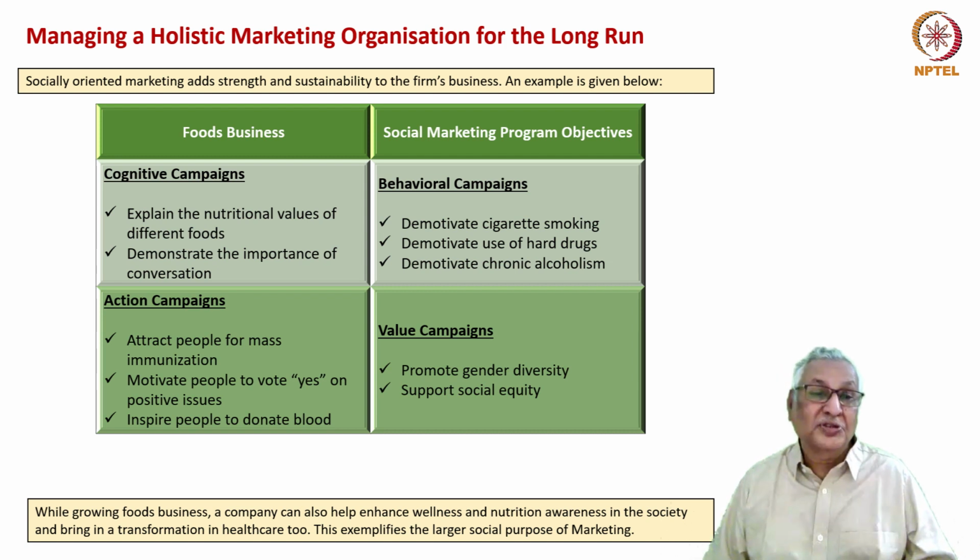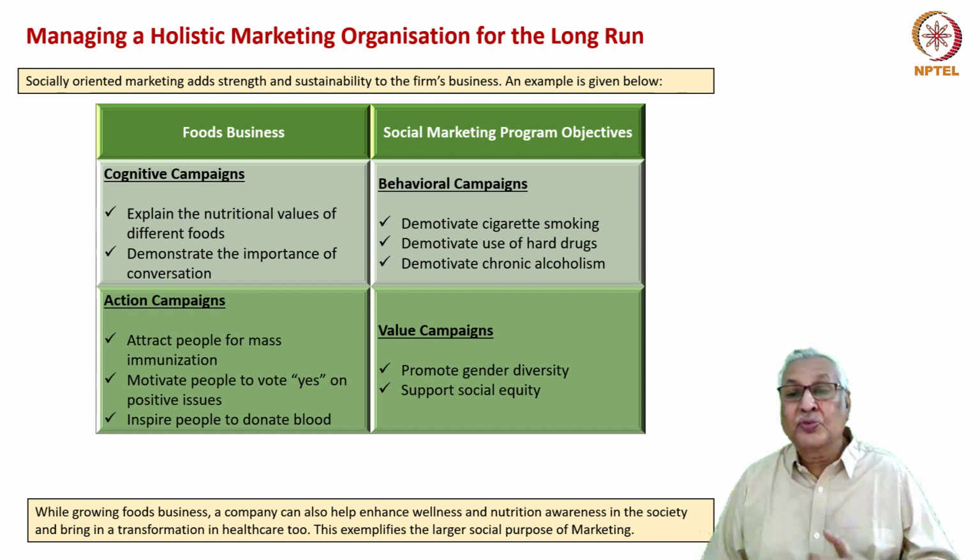Suppose you are in the foods business, you've got to have cognitive campaigns. You should be able to explain the nutritional values of different foods in a responsible manner. You should be able to demonstrate the importance of conversations around those aspects. You could have action campaigns for different kinds of businesses. You can attract people for mass immunization. You can motivate people to vote yes on positive issues. You can inspire people to donate blood. That is one type of social marketing campaign.